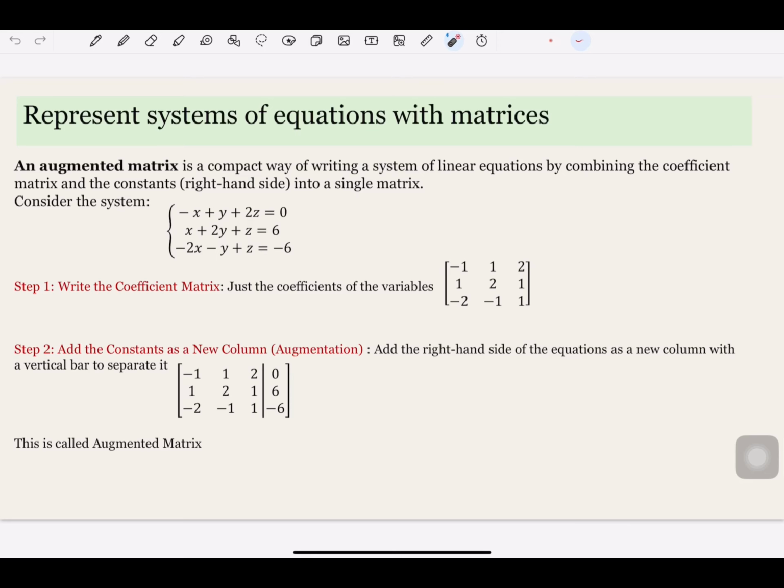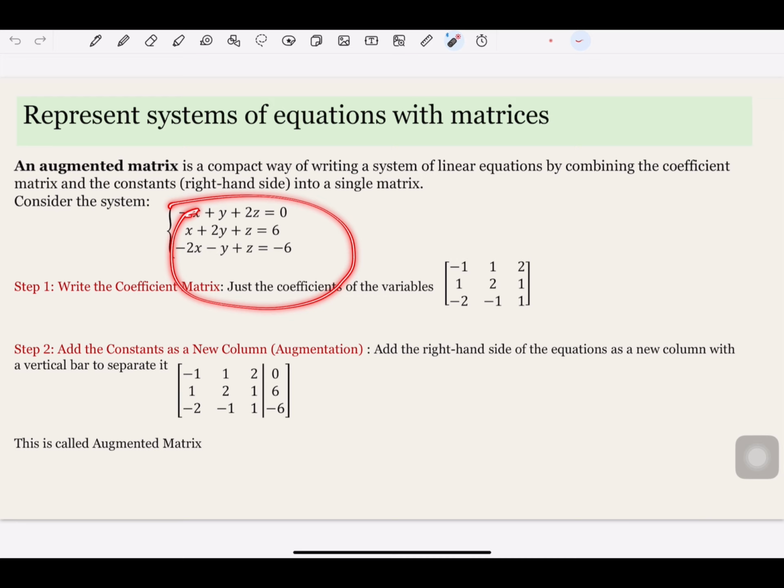So in this video, we're going to talk about how to present a system of linear equations using matrices and why this approach is useful when solving systems. Okay, so let's begin with a system of three equations in three variables like this.